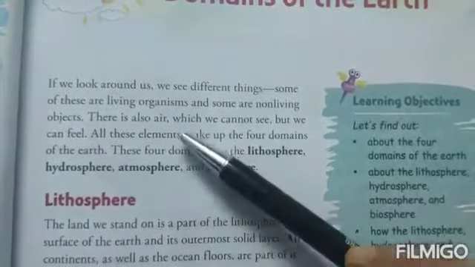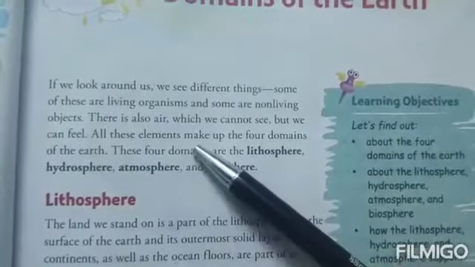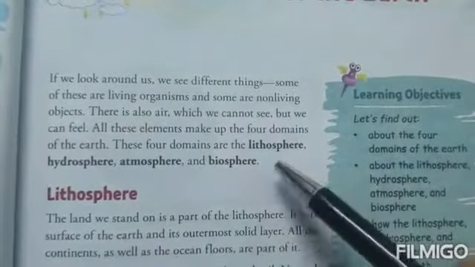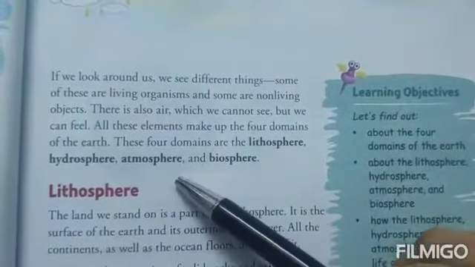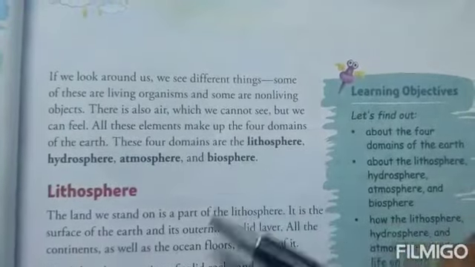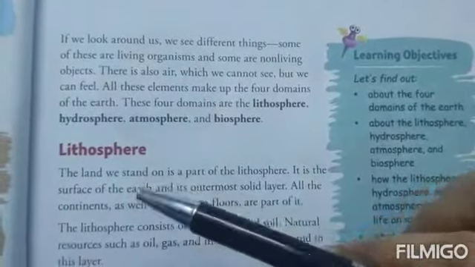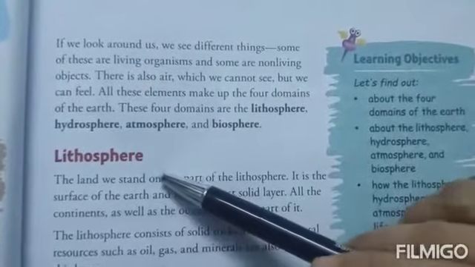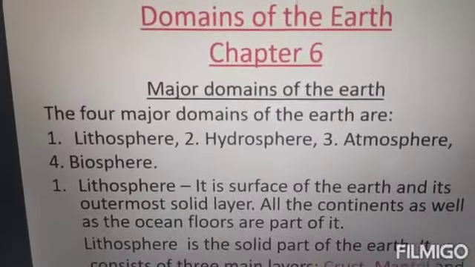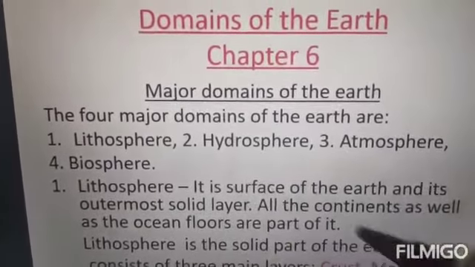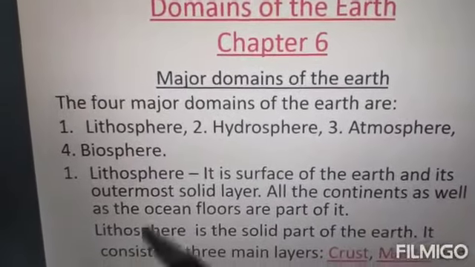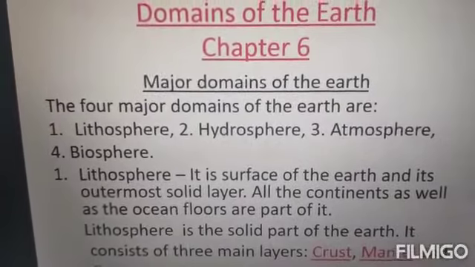So what are the major domains of the earth? The 4 major domains of the earth are lithosphere, hydrosphere, atmosphere and biosphere. Now, first of all, we will learn about the lithosphere. What is lithosphere?